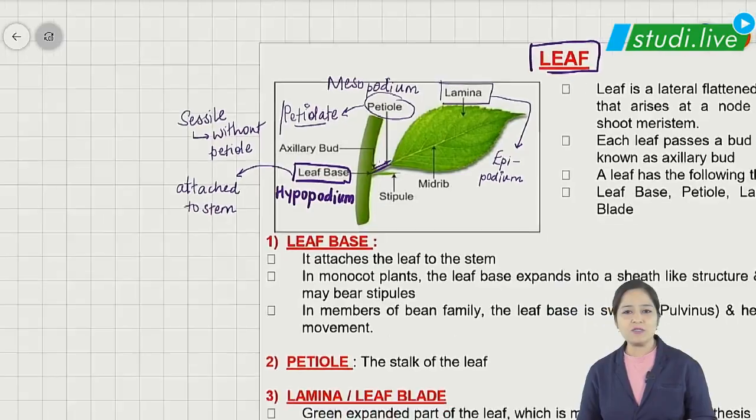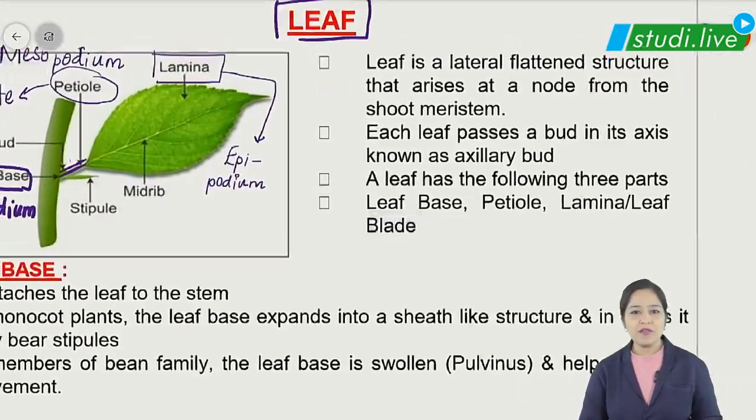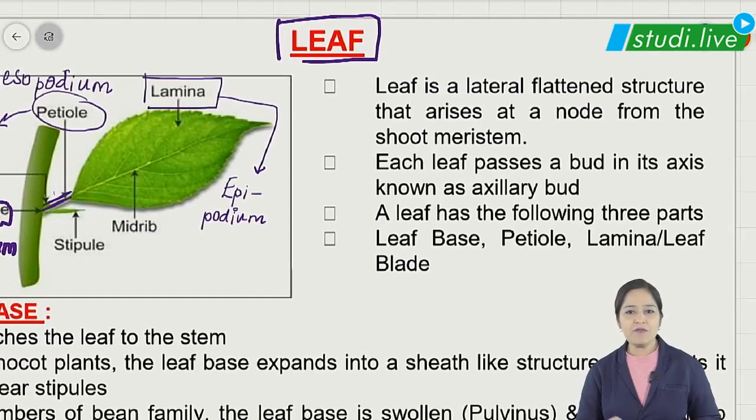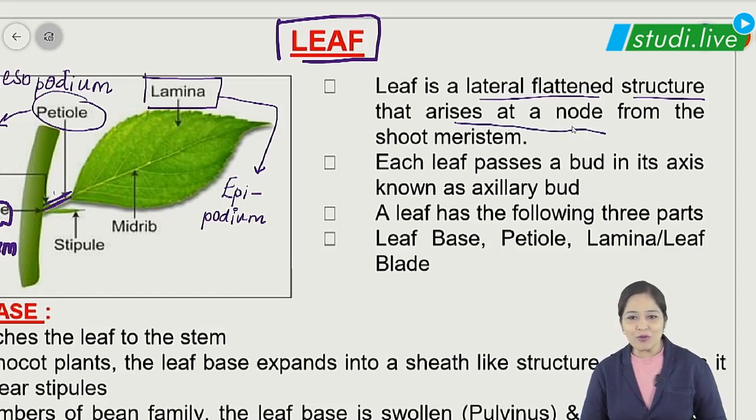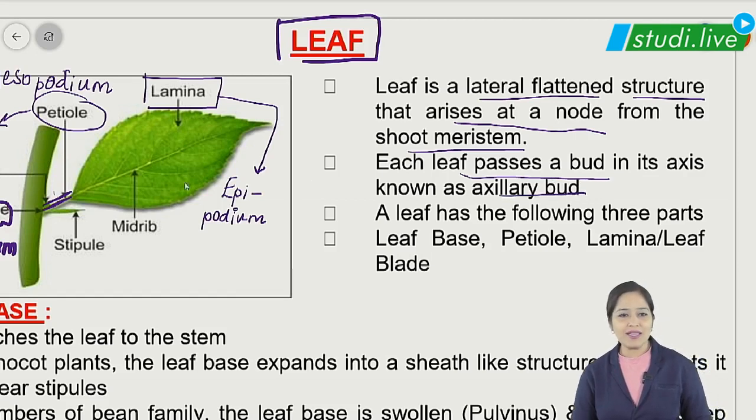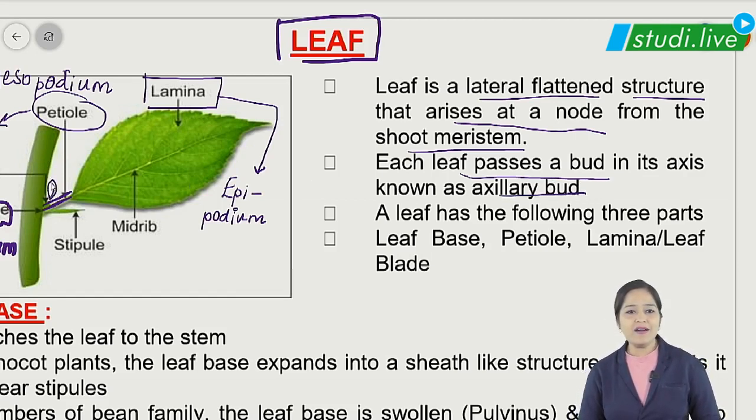Let us begin with the first part. What is a leaf? A leaf is a lateral, flattened structure. Lateral means it is present on both sides. It arises at a node from the shoot meristem. Each leaf bears a bud in its axil, known as the axillary bud. In this figure also we could see buds in the axils. These buds are known as axillary buds.